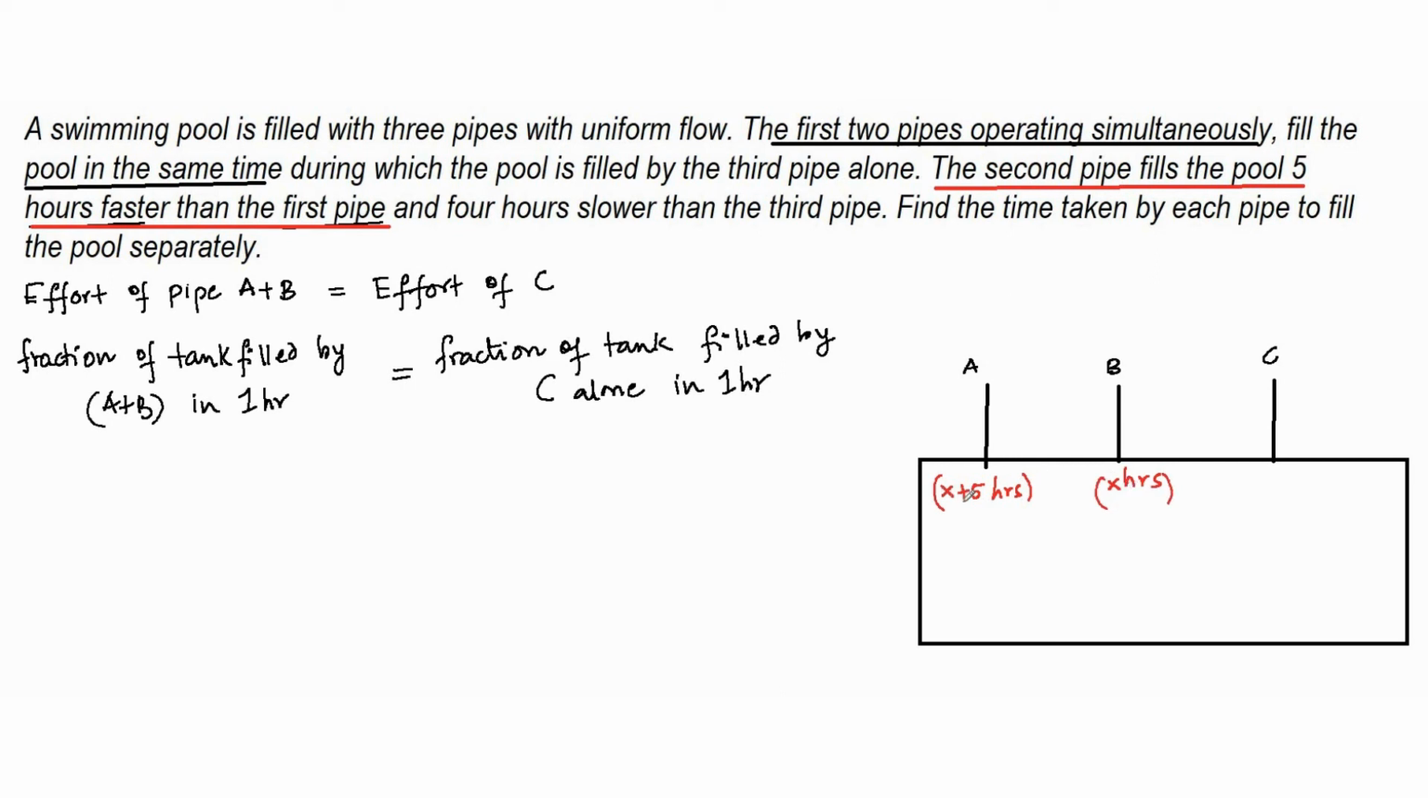So B is faster than A by 5 hours, and it is 4 hours slower than the third pipe. That means if B was taking X hours, then the third pipe is going to take 4 hours less than B. That means C fills the entire tank in X minus 4 hours. So again, let me pause for a minute and allow you to take a look at the whole solution before moving on.